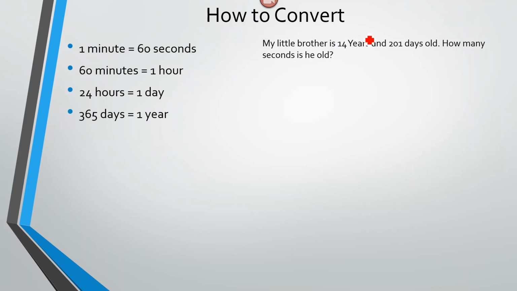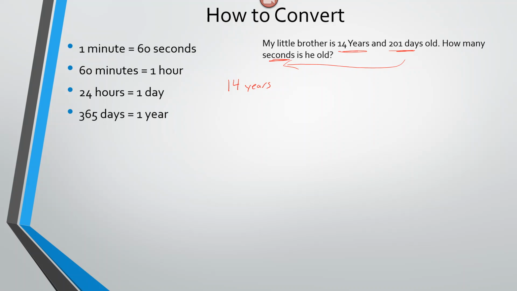So first of all, we probably want to take the 14 years here and convert it into days. And then once we convert years to days, we can actually add the 21. And then we could take that total amount of days and eventually convert it into seconds. Right? So let's do that. First of all, let's take our 14 years, and we want to convert that to days. Now, how do we do that?